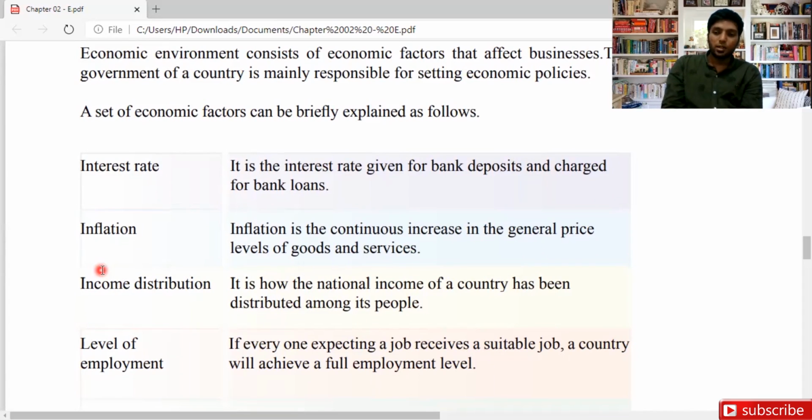If you go and invest in a country where you don't have enough educated people, then of course it's going to be very hard for you to run the business. So if everyone expecting a job receives a suitable job, a country will achieve a full employment level. If everyone has a job, on the other side, you can easily go and sell your product because people have enough income to purchase it. So those are the things you need to know when it comes to the economic environment.